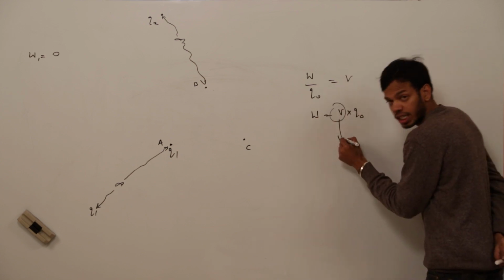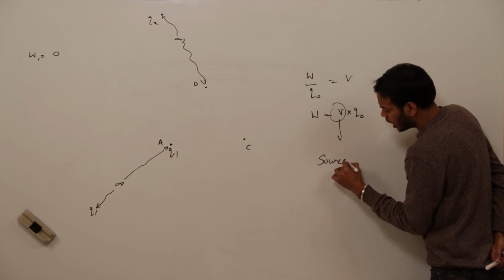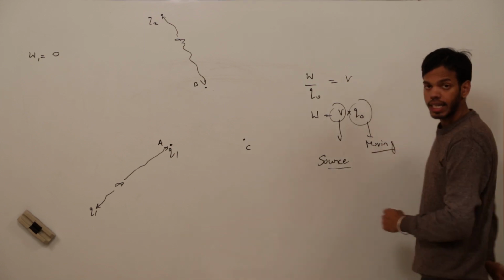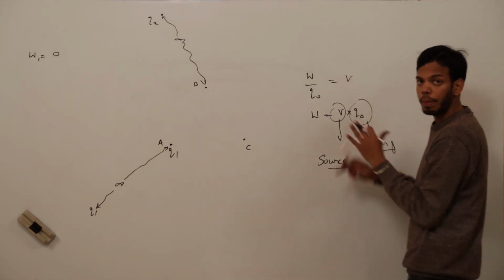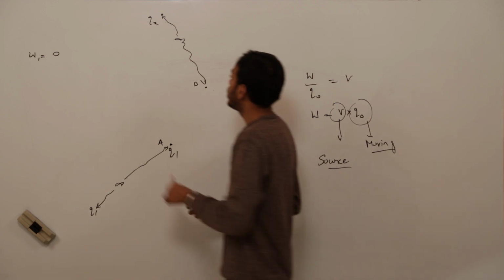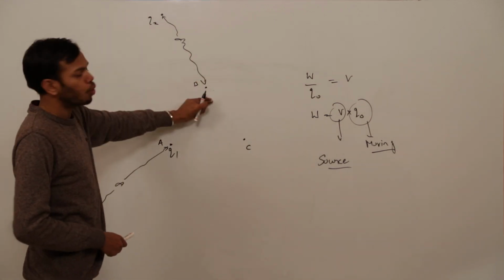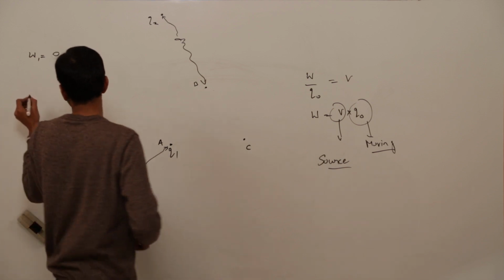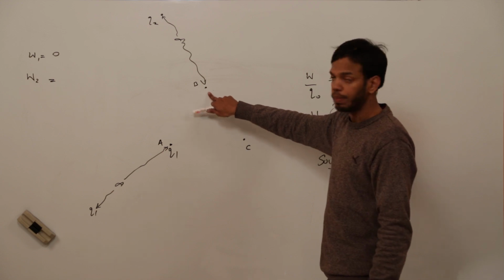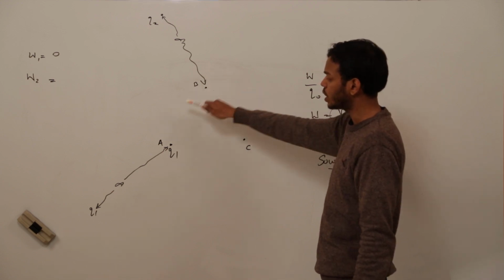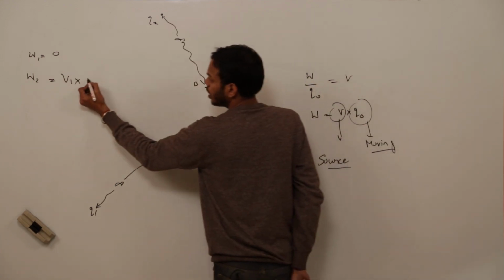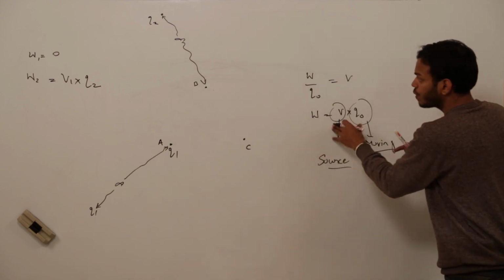To remember, this potential is due to the source charge, and this charge is always the charge which is moving. So by this source and moving, you would remember in the formula which one to use where. Right now I have this charge Q2 moving to point B. So the formula for work done in the second case would be, what is the potential at point B? It is due to charge 1, right? So it is V1 into which charge was moved? Q2. Because work done is always V into Q.